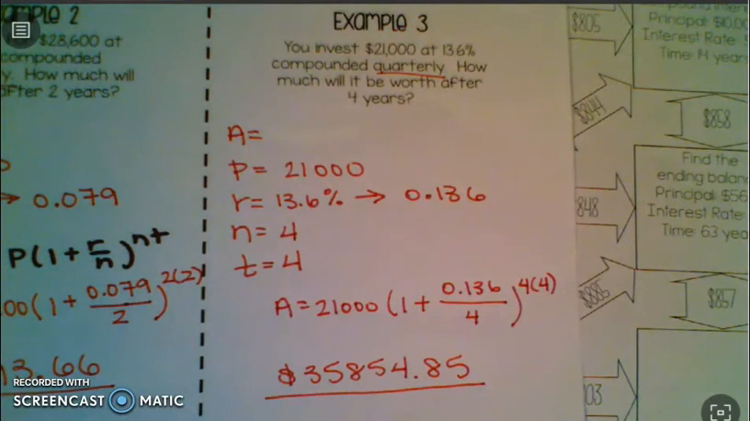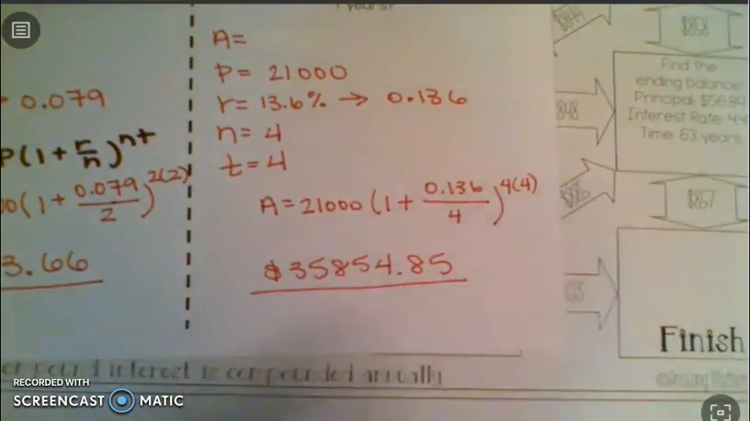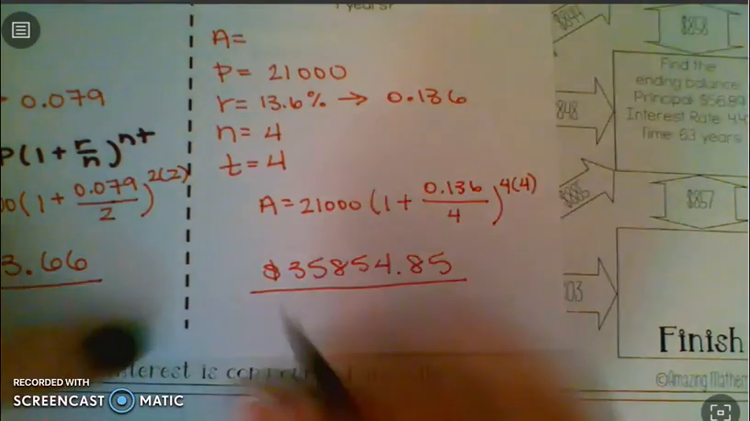So this is the work you should have had for example 3. Your final answer is $35,854.85. When you're working these, if it wants the end amount, you're done. If it wants to find the compound interest, which on your homework tonight, it asks you to find the compound interest, you're going to do one more step.